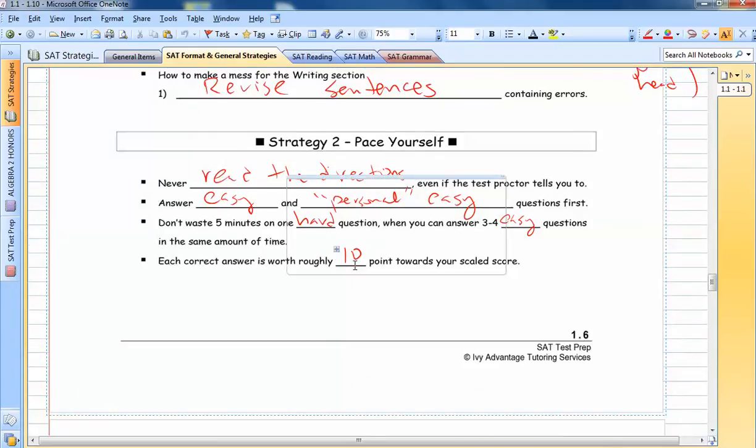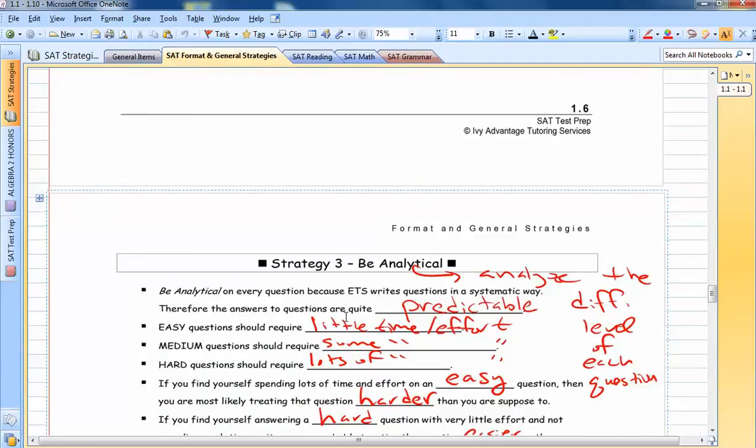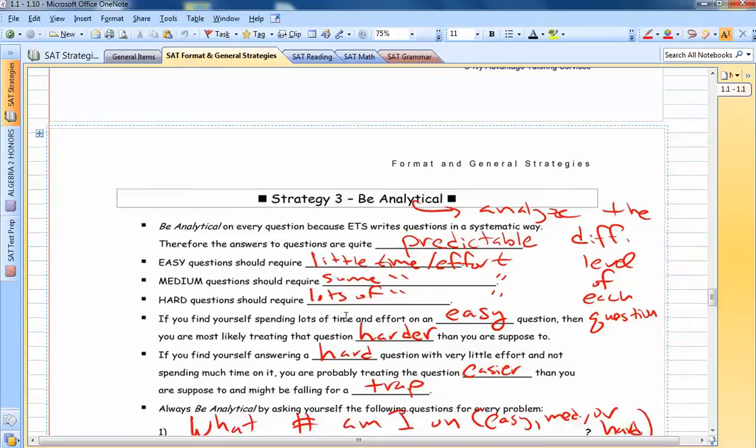And it really drives the point home. Every correct answer is worth roughly 10 points toward your scaled score. So just because a question is harder than another question doesn't mean you get more credit for it. It's all the same.